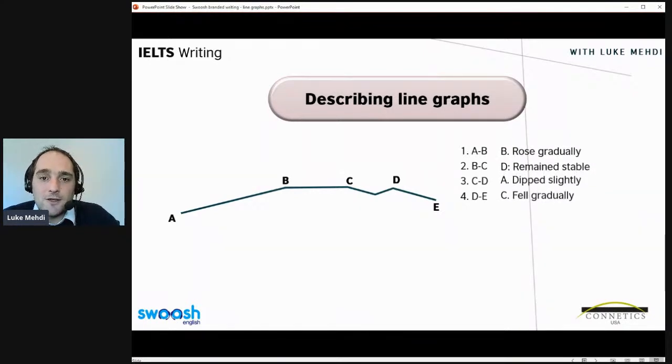There we have the answers. A to B rose gradually. B to C remained stable. C to D goes down and then up, dipped slightly, and then 4, it fell gradually.